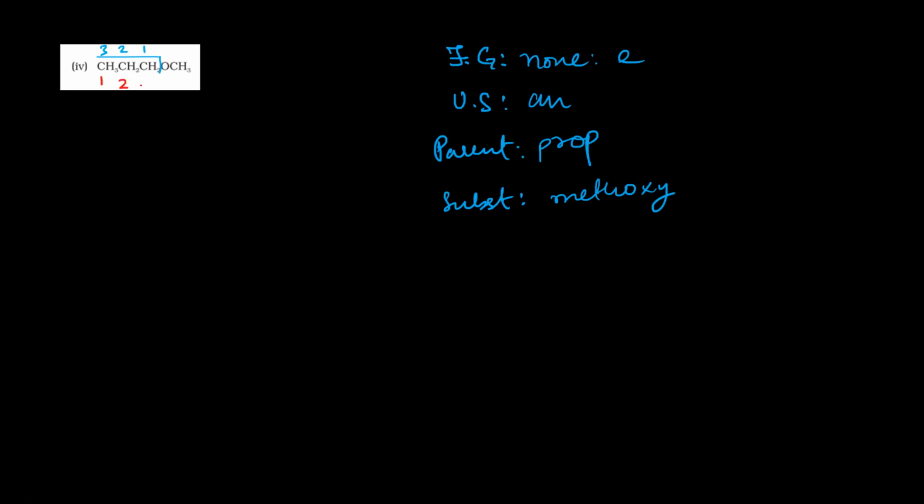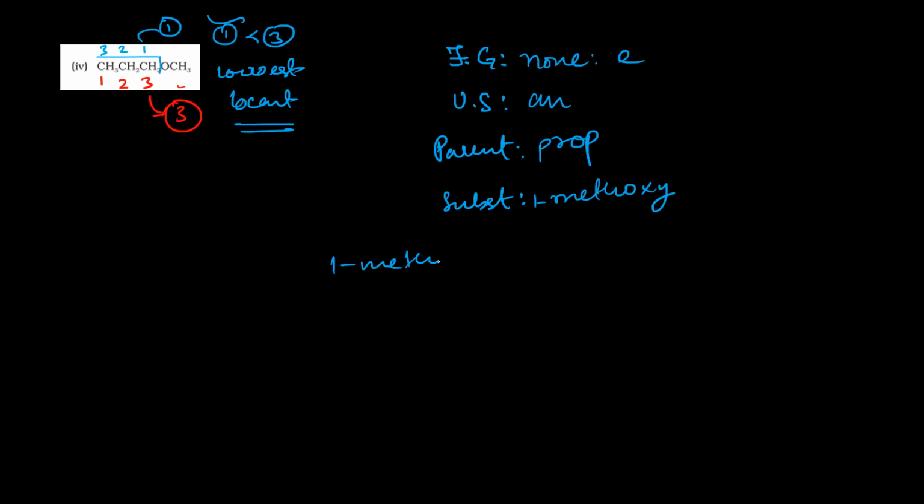You can number 1, 2, and 3. So please see that if I choose the red one, then the substituent is in the 3rd position. And if I choose the blue one, then the substituent is in the 1st position. So 1 is less than 3. So according to the lowest locant rule, we will choose the first one. So we'll write 1 methoxy. Name will be 1 methoxy propane.